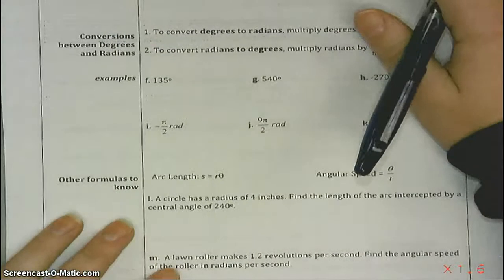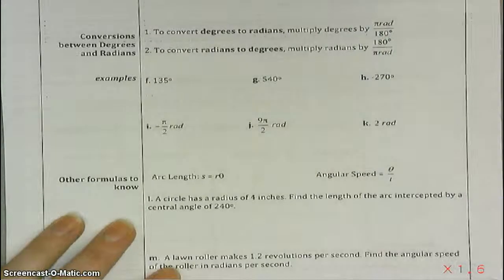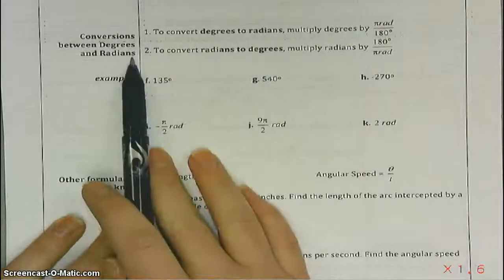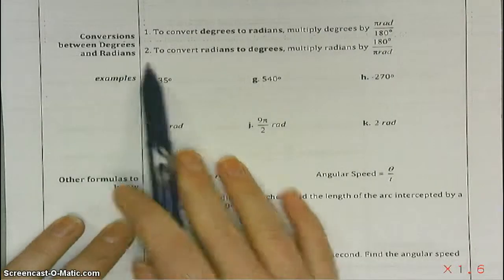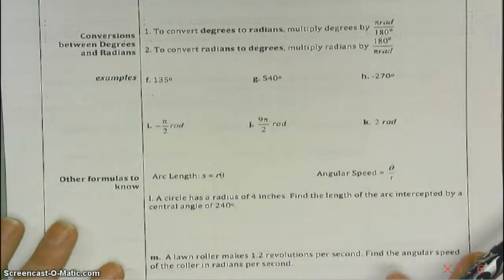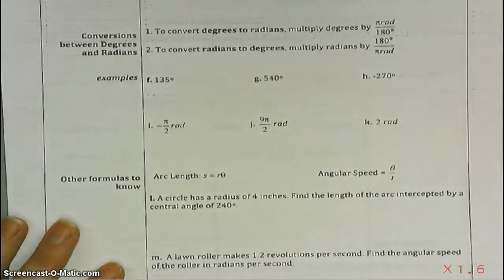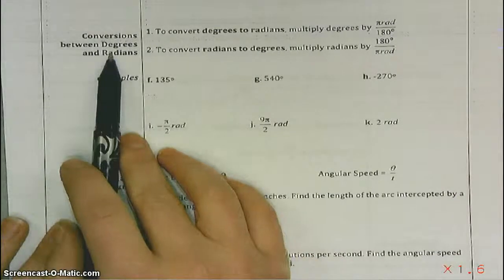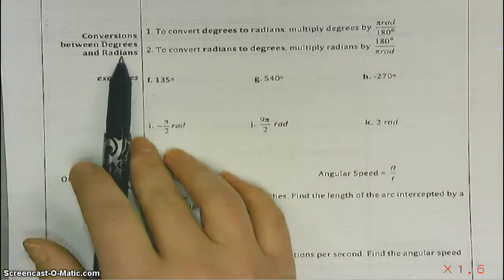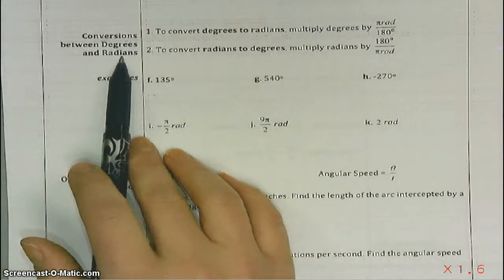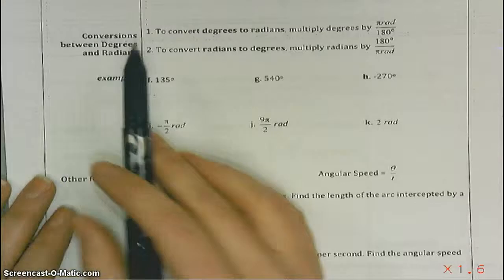If you are in either my first or fifth hour, you've already learned how to convert between degrees and radians. In general, I'm just going to go through the notes, not in great detail, just so we can keep these videos short. The first thing that we're going to go over is how to convert from degrees to radians. Again, radians is a way to measure an angle in terms of a circle's radius.